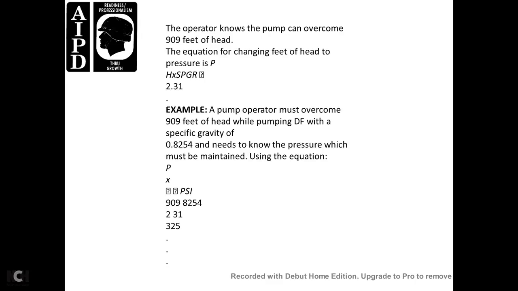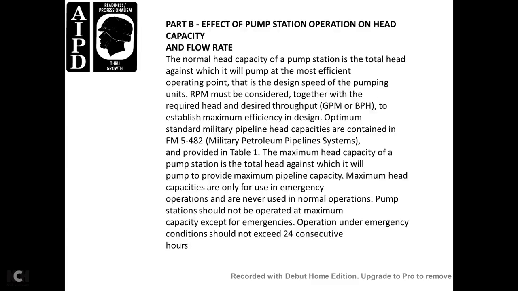The operator knows the pump must overcome 909 feet of head. The equation to change the feet of head to the pressure of the pump is P equals H times specific gravity divided by 2.31. The pump operator must overcome the 909 feet of head while pumping diesel fuel with a specific gravity of 0.8254. The pressure that must be maintained is found using the equation P equals 909 times 0.8254 divided by 2.31, which gives 325 psi.